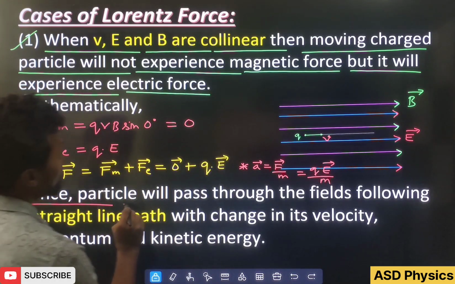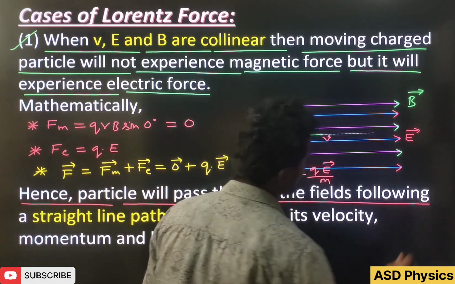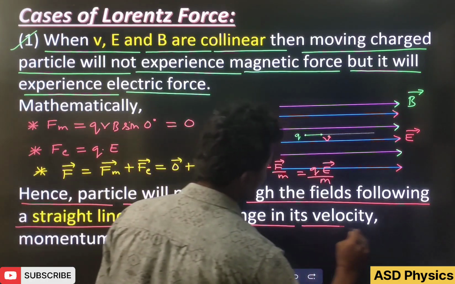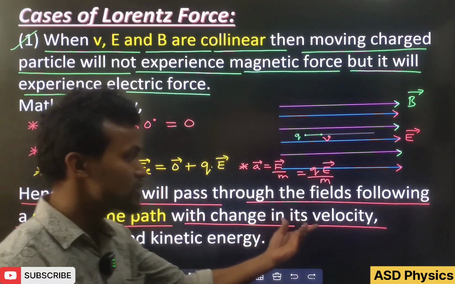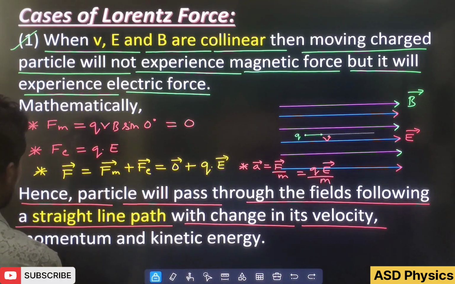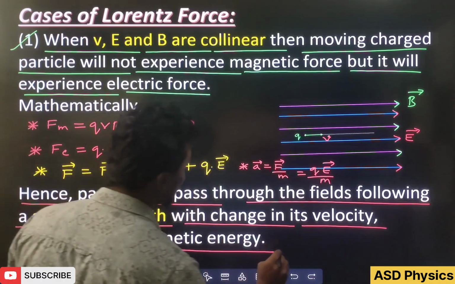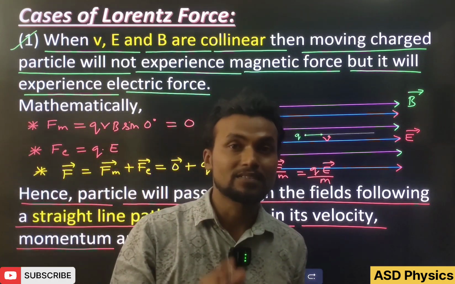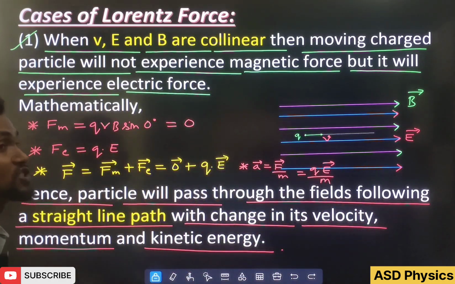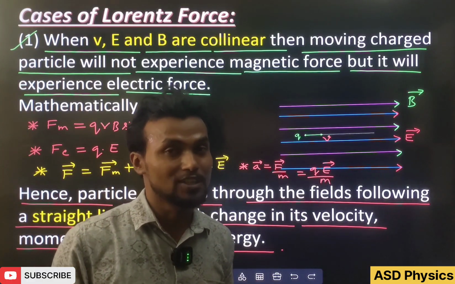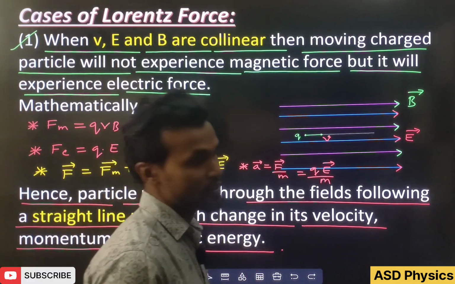See, hence particle will pass through the fields following a straight line path with a change in its velocity. Direction is same, but the magnitude is changing because speed is changing, and momentum will change, and the kinetic energy will also change. Remember that, students. So when they are moving in a combined electric field and magnetic field, all these parameters will change. Remember that. Why? Because of the electrostatic force here. Magnetic force is 0, but electrostatic force is there.